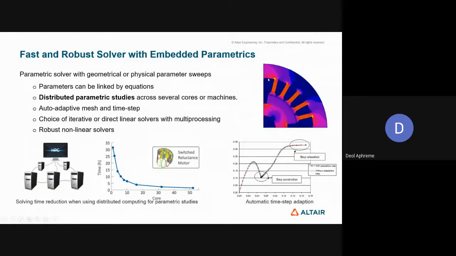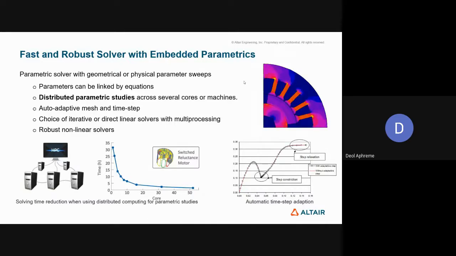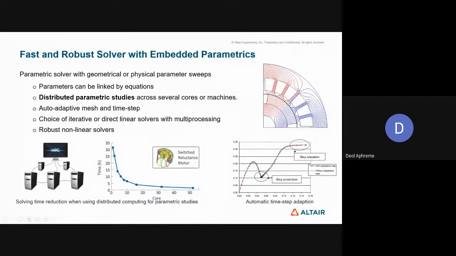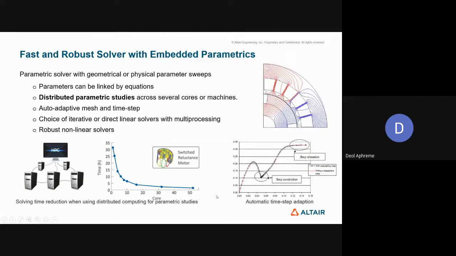It might seem like it took a lot of time to solve, but because of parametric solving and distributed parametric solving, we are able to create individual jobs of various thicknesses each and place each on a core, and then simultaneously run these. So you can see we've reduced the time taken with the increment of cores. With more cores, you can reduce the parametric study time.